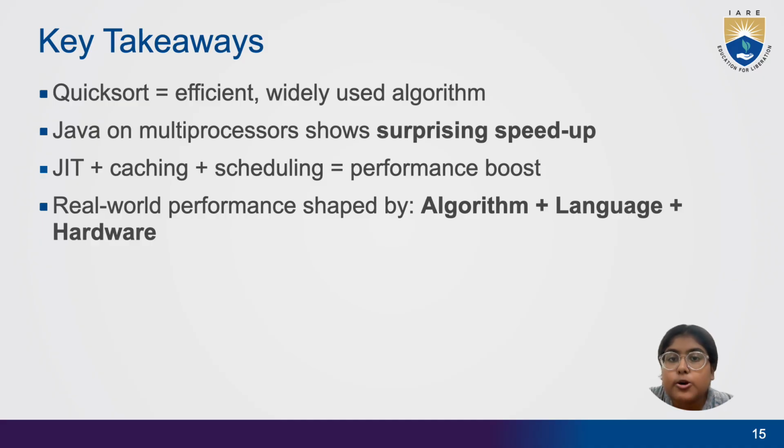To summarize, QuickSort is one of the most efficient and elegant sorting algorithms. On multiprocessors, Java's QuickSort displayed unexpected speedups compared to theory and even compared to C++. This happened because of the synergy between the JVM's JIT optimizations, the recursive structure of QuickSort, and the hardware cache and scheduling. The result shows that practical performance depends on algorithm, language, and hardware working together.